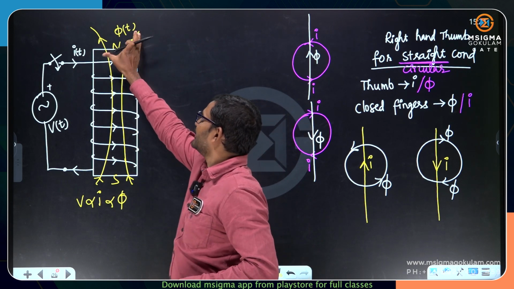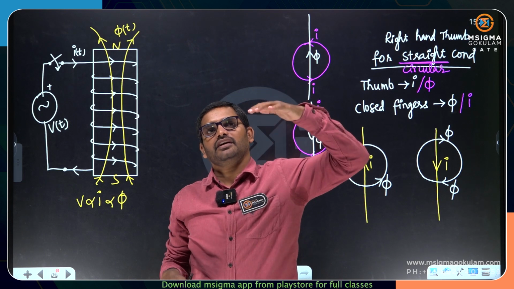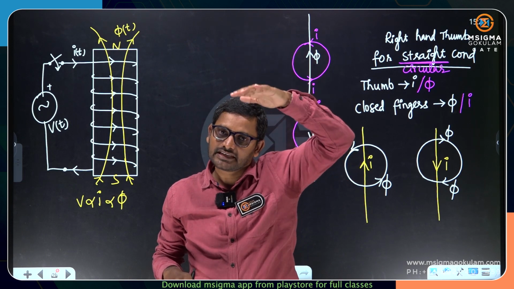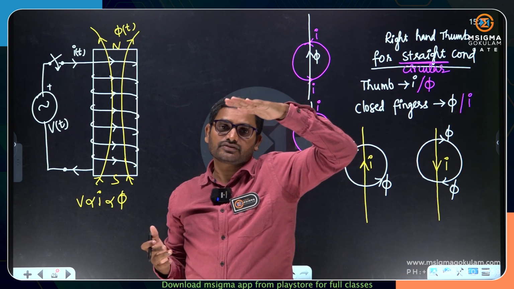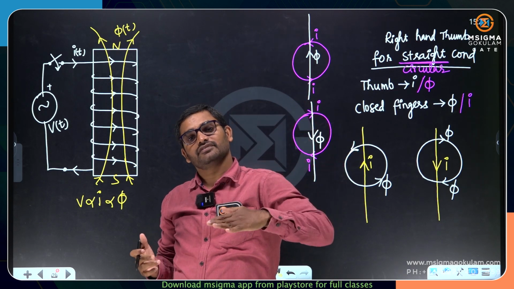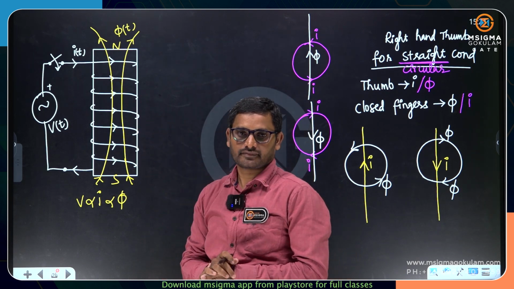So these are time varying flux lines. It can be 0 Webers, 1 Weber, 2 Weber, 3 Weber and the maximum value. Again it will come down from the maximum value. If you assume the maximum value as 5 Webers, then 5, 4, 3, 2, 1, 0, it will come down. That's how it changes.